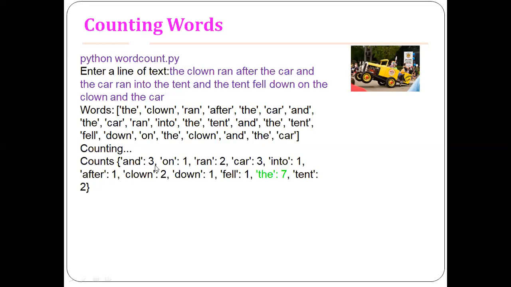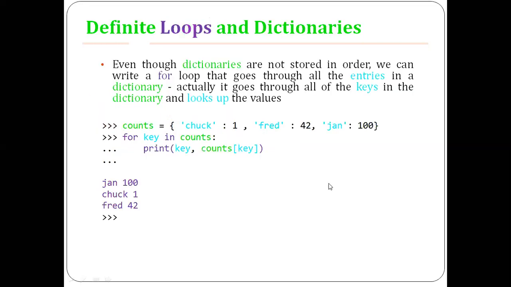And has occurred 3 times, on has occurred 1, and so on. The has occurred 7 times, and like this, it will count the number of occurrences of each word. So let us look at the definite loops, how you can use the definite loops with the dictionary.